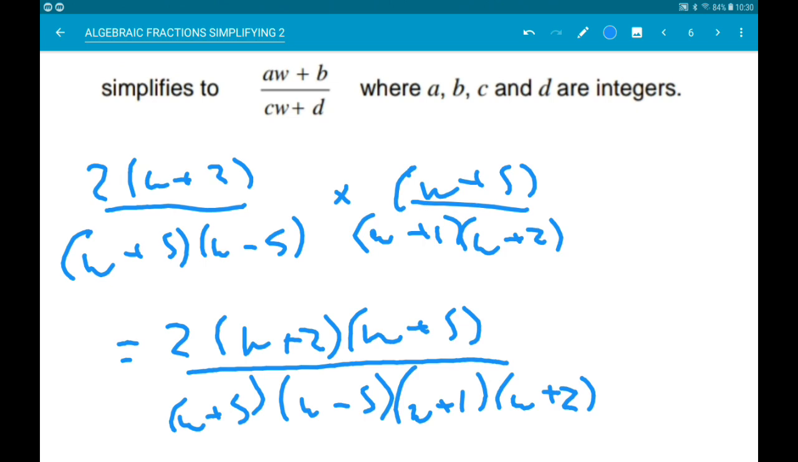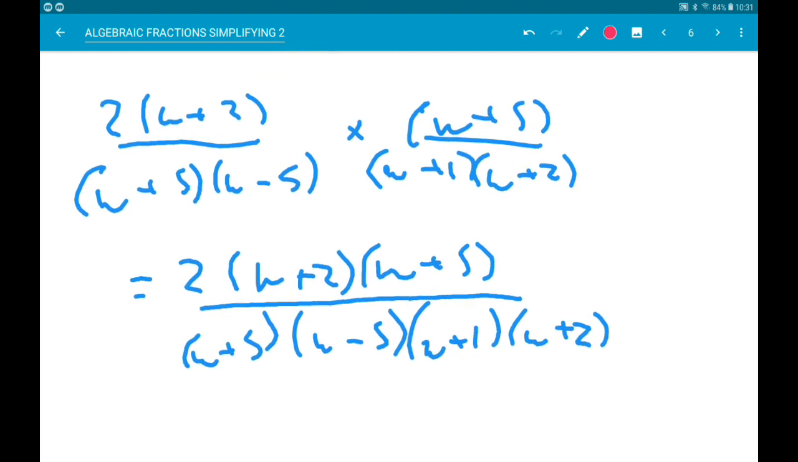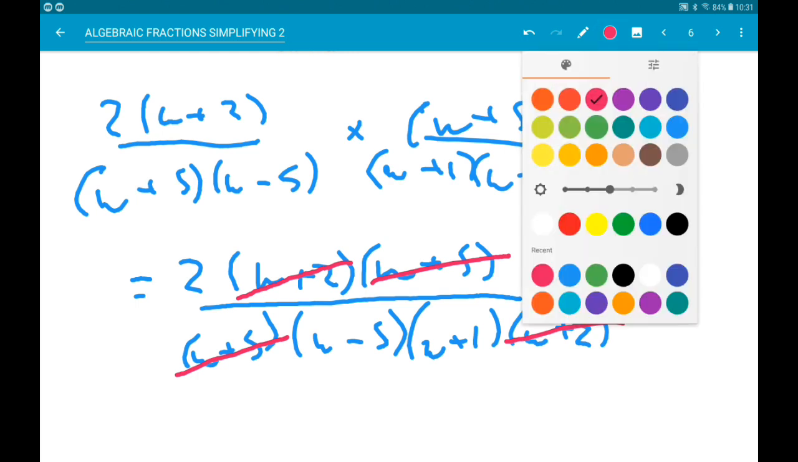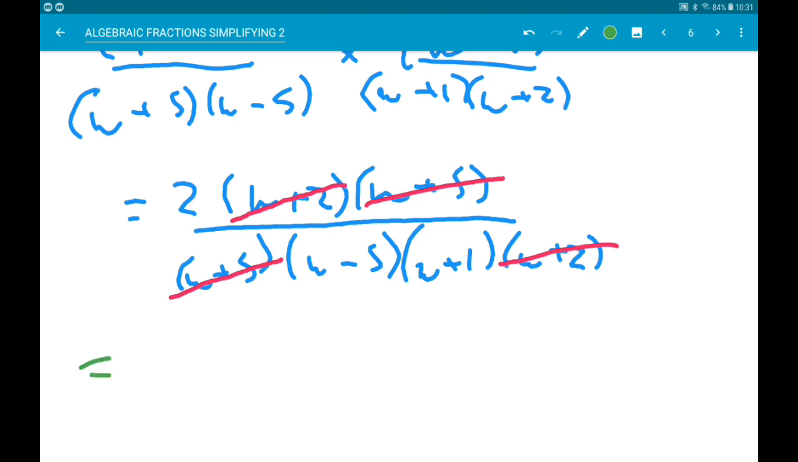Now, thankfully, there's lots of common factors, so there's a w add 2 on top and bottom, and a w add 5. So we actually just get left with 2 over (w minus 5) times (w add 1).